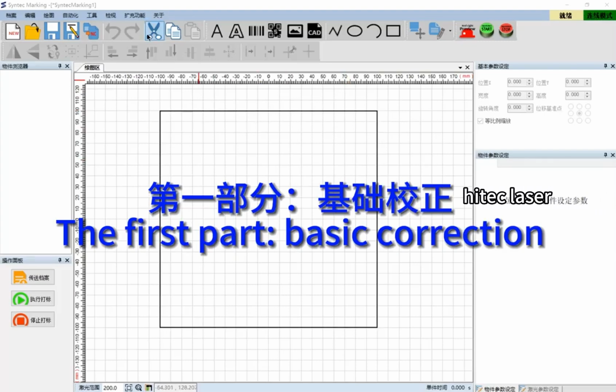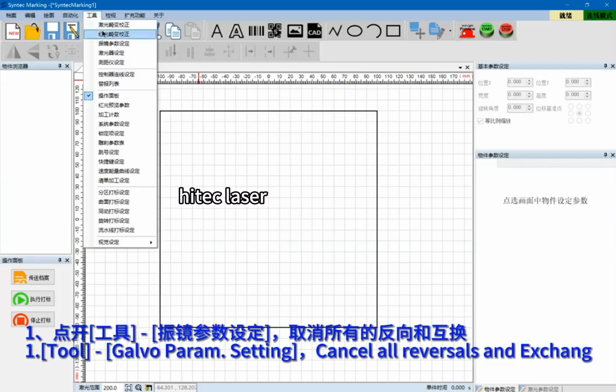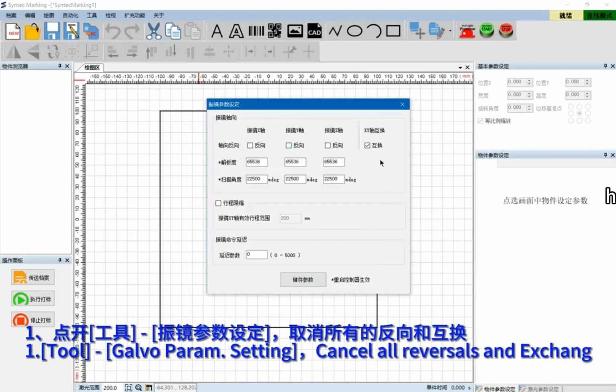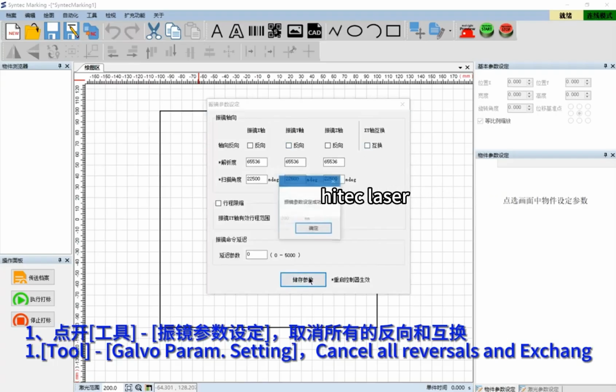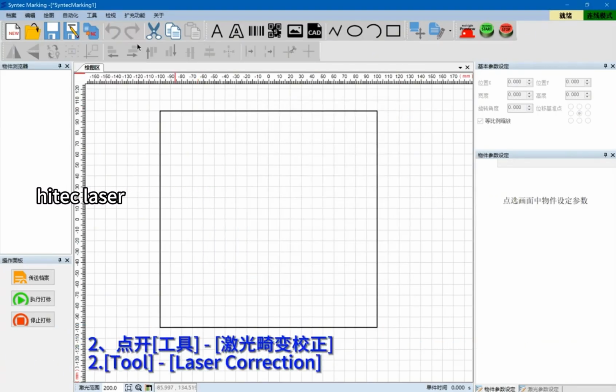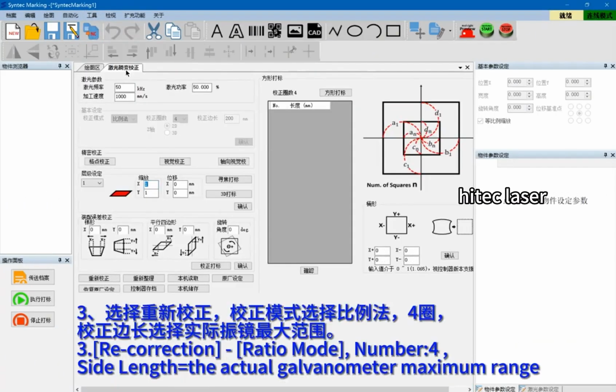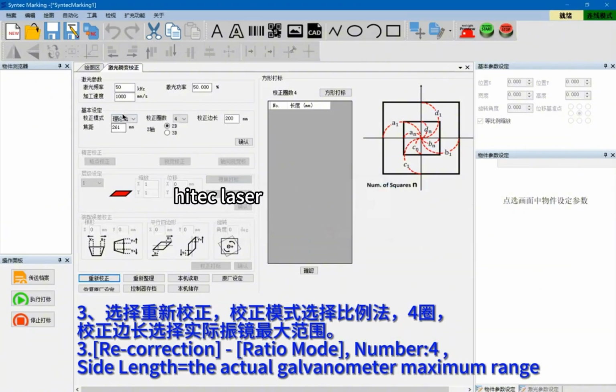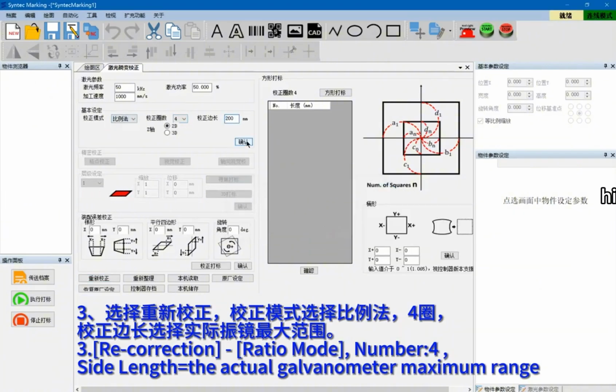The first part, basic correction. 1. Tool, Galvo param. Setting, cancel all reversals and exchange. 2. Tool, laser correction. 3. Ray correction ratio mode.